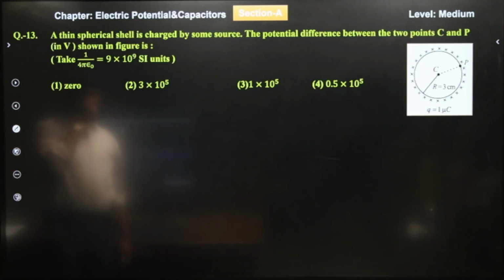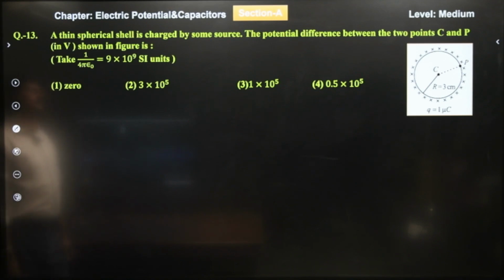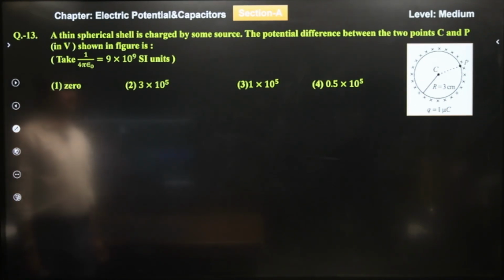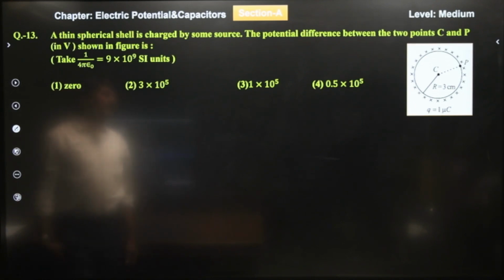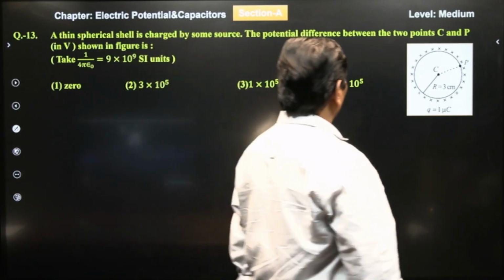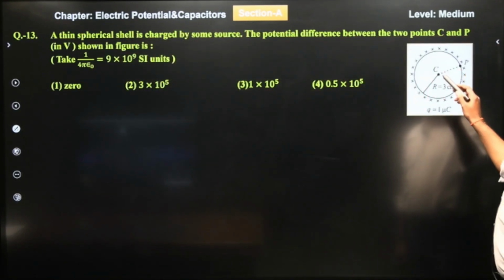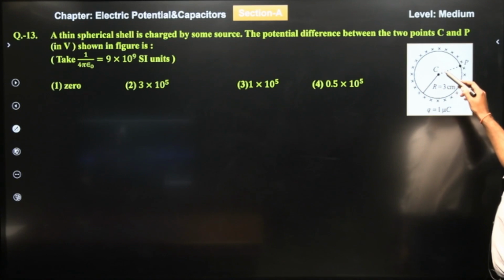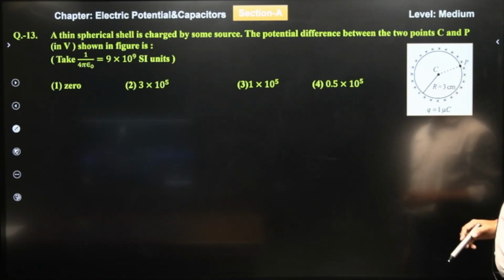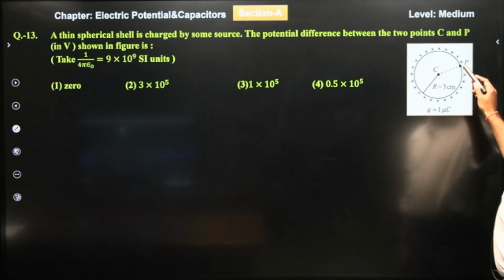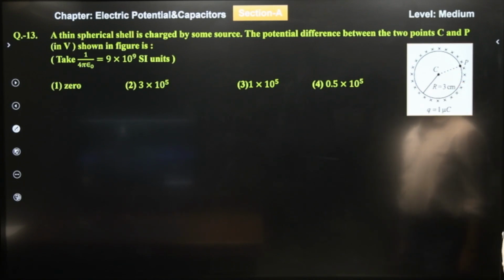Next question, electric potential and capacitors. It's a medium question, concept based. A thin spherical shell is charged by some source. The potential difference between the 2 points C and P. See, locate where the points are. The point C is the center of the shell, and P is another point on the surface of the shell. We have to find the potential difference.